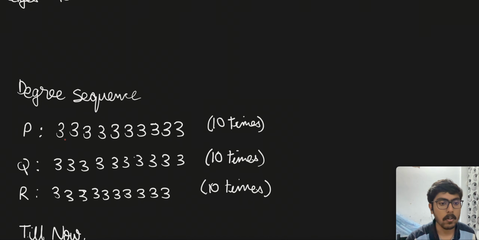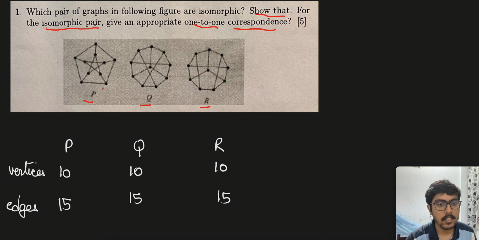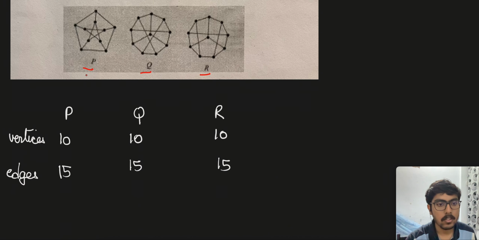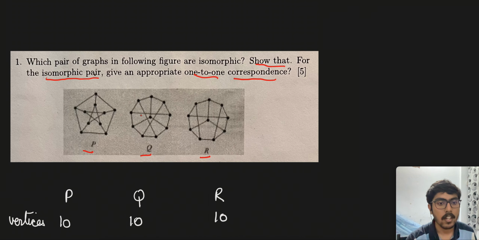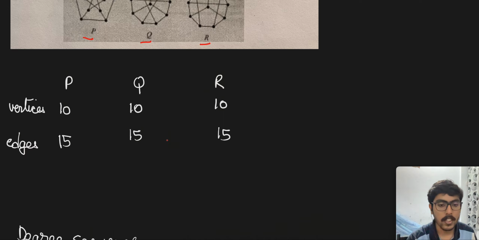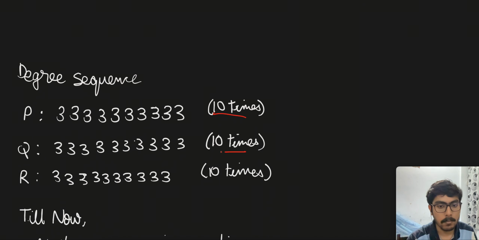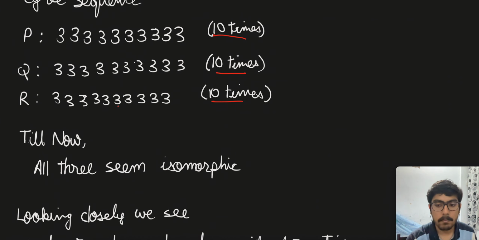If we come below and see P, all the vertices are of degree 3. So all of them have degree 3, 10 times. Similarly, Q has degree 3 in all the vertices, and similarly R. So all of them have the same degree sequence. Till now, all of them seem isomorphic by the definition, but now we need to look closely.